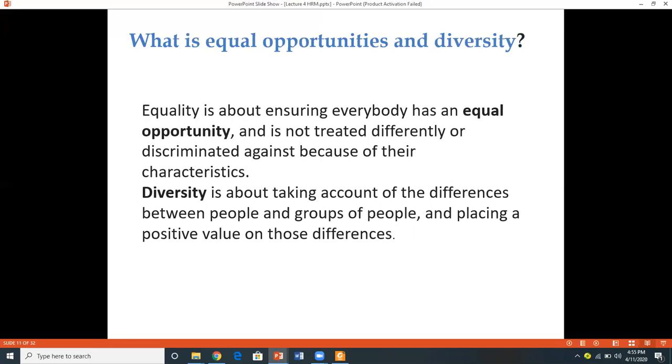What is equal opportunity and diversity? Equality is about ensuring that everybody has an equal opportunity and is not treated differently or discriminated against because of their characteristics.